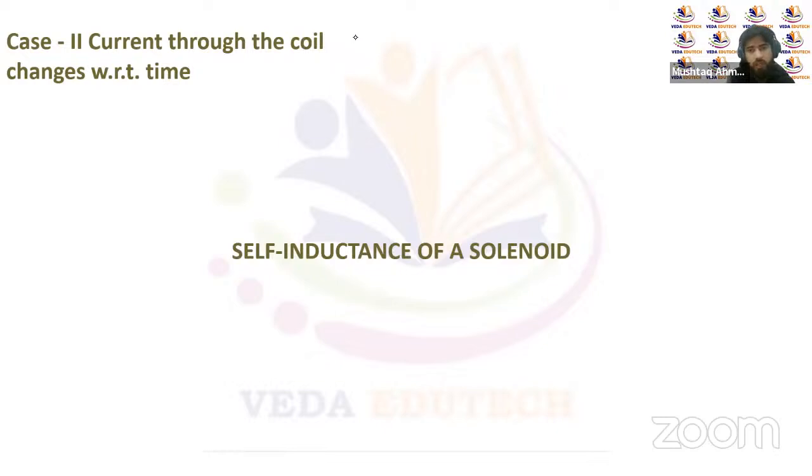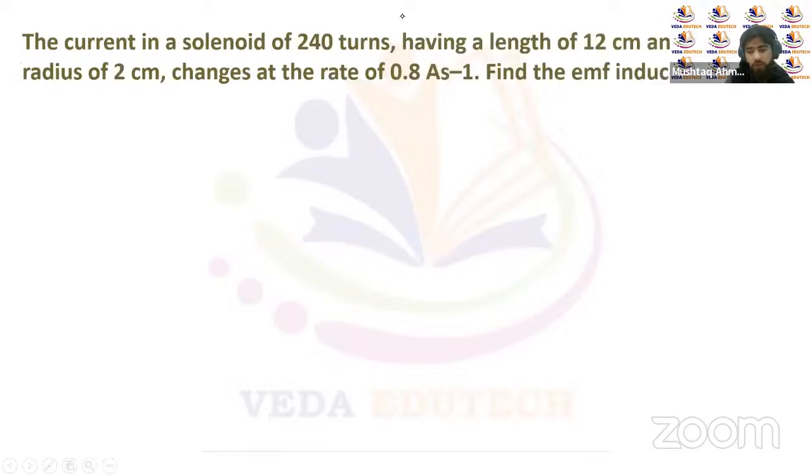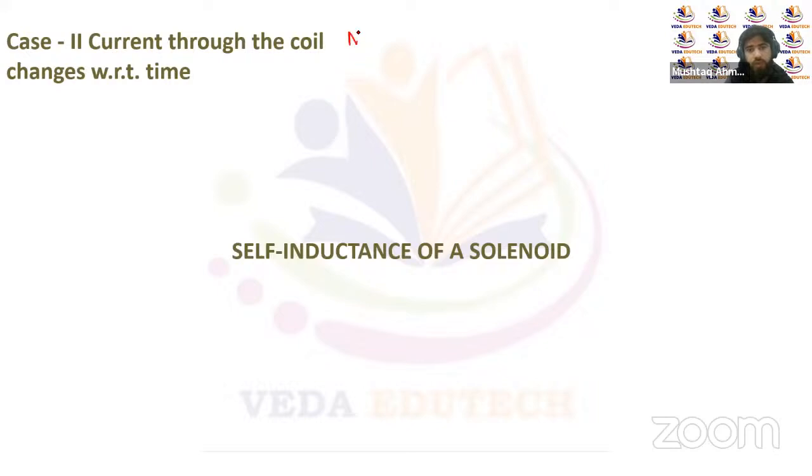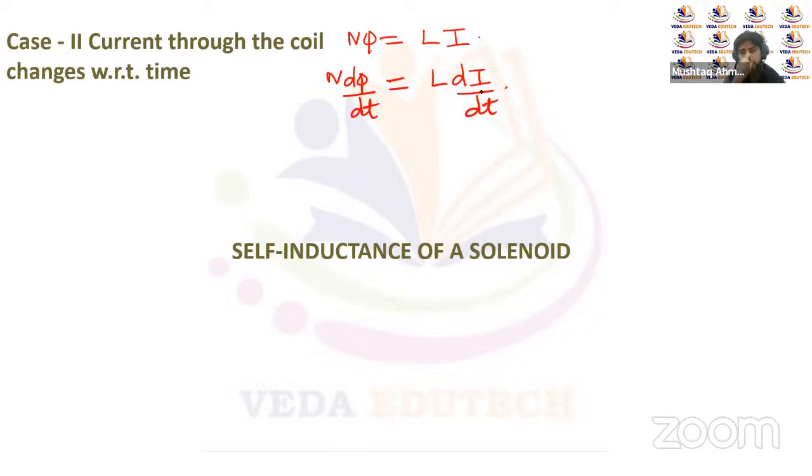So we know that N phi is equal to L times I, right? The current changes, so flux also changes. So we can take the derivative of this equation on both sides. If we take the derivative, that's N times d phi over dt will be equal to L times dI over dt, correct?